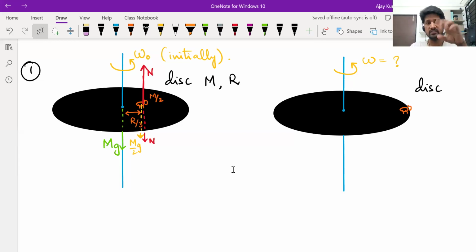No, mg/2, the insect's weight I'm saying. Insect is not on the axis, no? But still, why are you saying they'll produce a torque? Means they are at some distance from the axis, that's why they'll produce a torque. Is that what you're saying? Yes, sir. Okay. Do any of you want to comment on this? Is what he said correct or not?